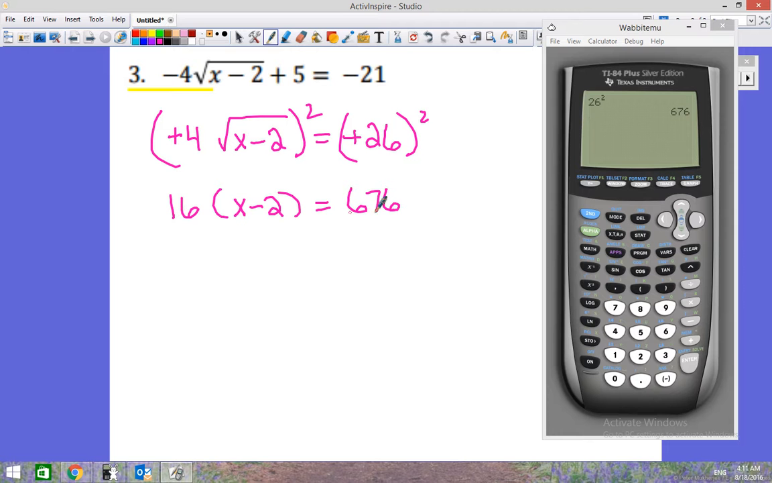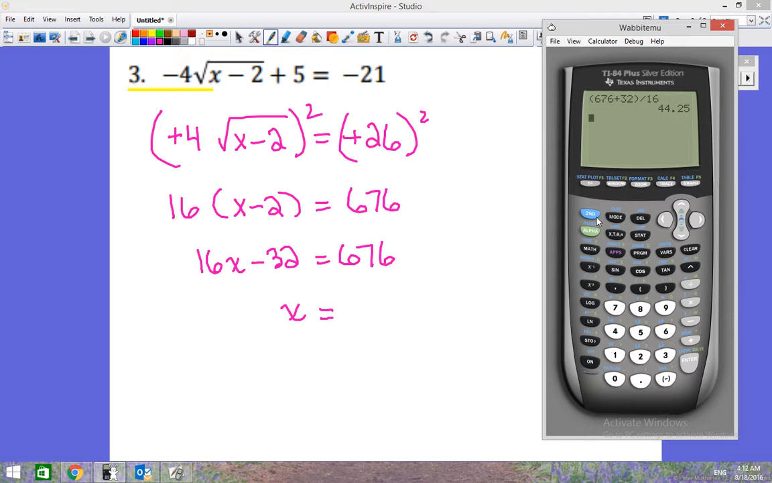Now, I could distribute. Let's see if that 676 is divisible by 16. All right, so I'll just leave it. I'll just distribute it. So, two-step equation, we'll take the 676 and add 32. That'll be my numerator. Then divide this by 16. And I get 44 and 1/4.